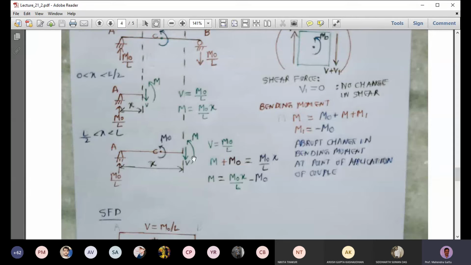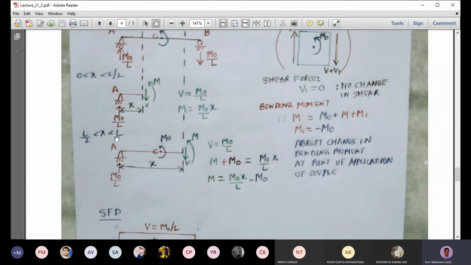And what is the change in the bending moment? So we can find that bending moment by applying moment equilibrium about point X. So this m naught is anti-clockwise, and this m is also anti-clockwise. So we can add them up, m plus m naught, and that will be balanced by the moment produced by the reaction, m naught x by L. Okay. So what we get is the bending moment m is equal to m naught x by L minus m naught. So we have that bending moment function m naught x by L minus m naught.